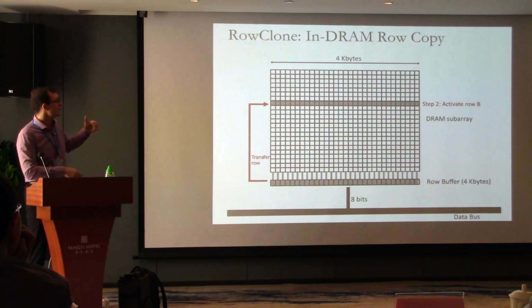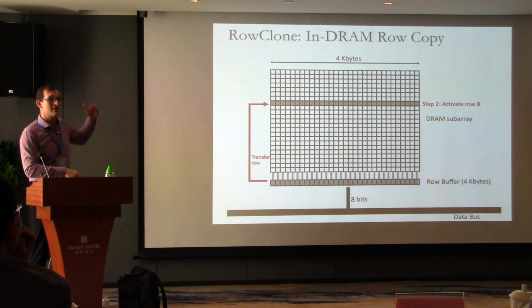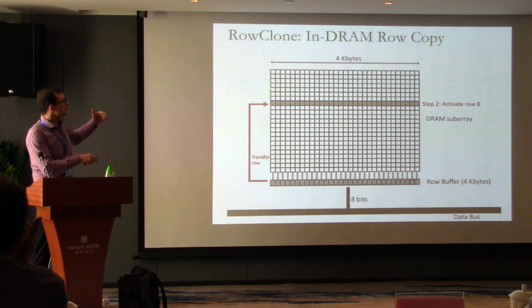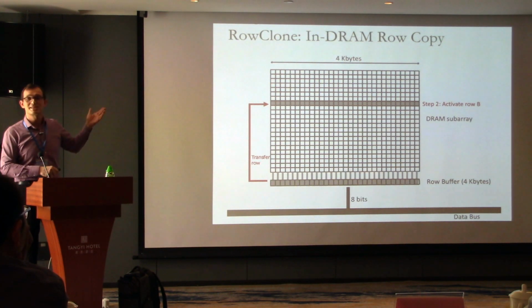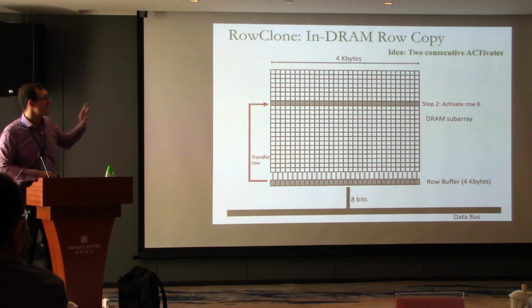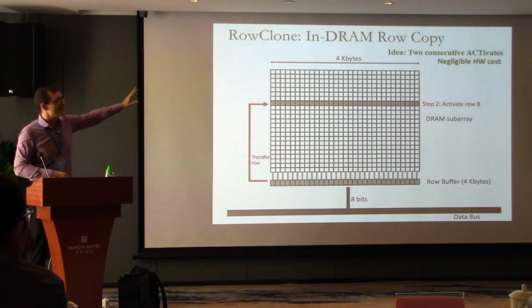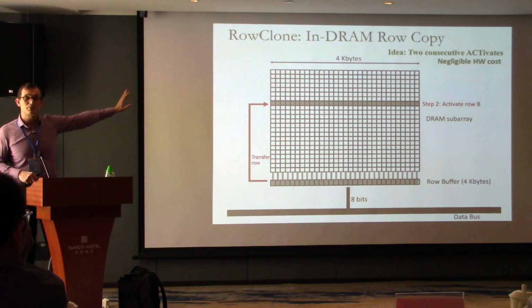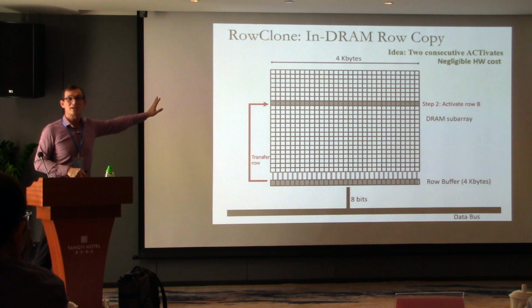Essentially, what we're doing is we're using the sense amplifiers as a buffer to buffer the source data, the source row, and then move it to the destination row over here. That's the idea. Two consecutive activates. You could almost do it in existing DRAM chips. And in our paper, we actually said that this is a very negligible hardware cost if you want to do it reliably. I'm going to get back to this.